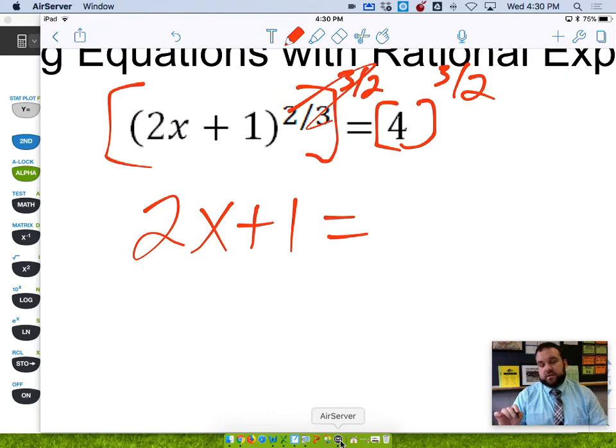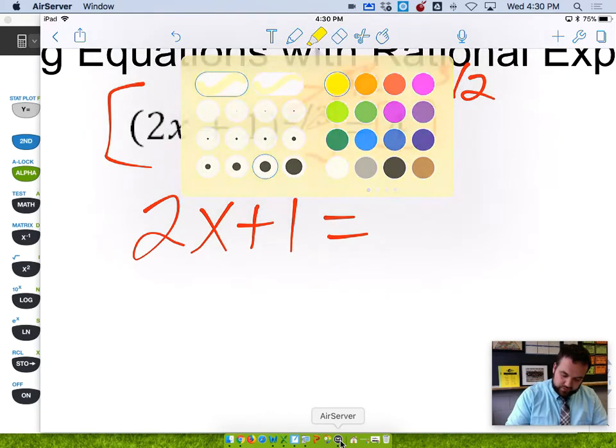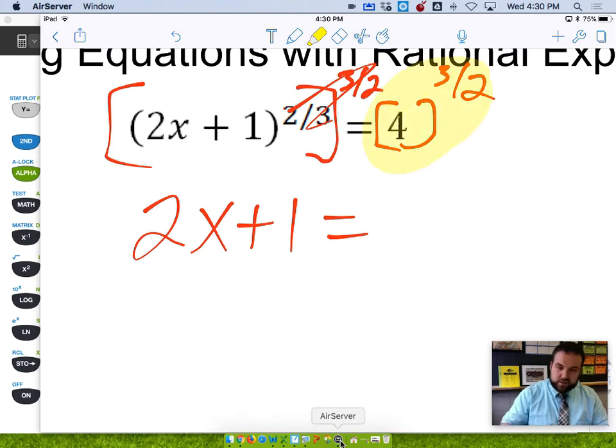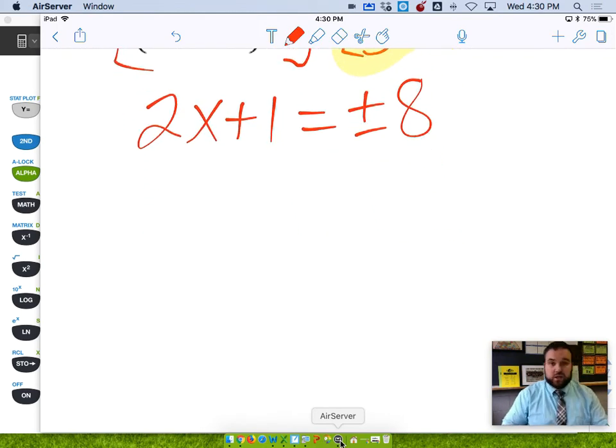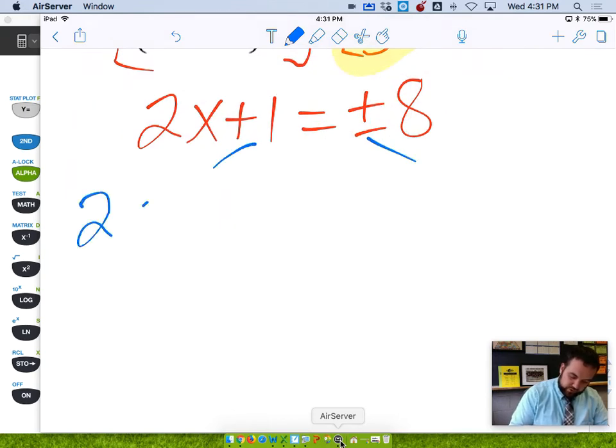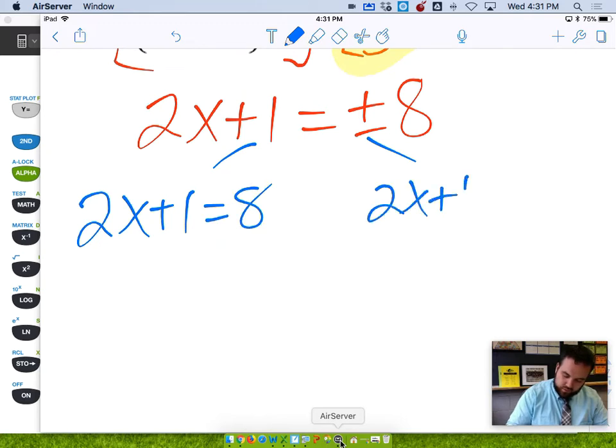Because this is basically telling you to square root 4 and then raise it to the 3rd power. And since I'm square rooting 4, I do need to include the plus and minus. So now I'm going to have two solutions. One where 2x + 1 equals positive 8, and one where it's equal to negative 8. So from here, I'm going to split it up into two equations. 2x + 1 equals positive 8, and 2x + 1 equals negative 8.